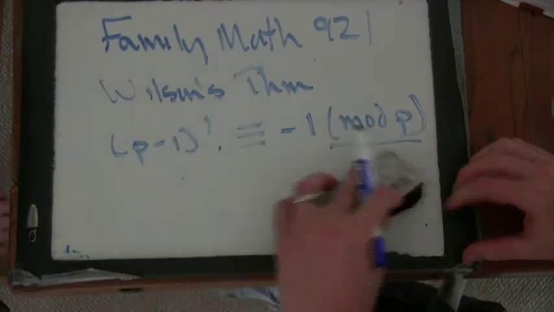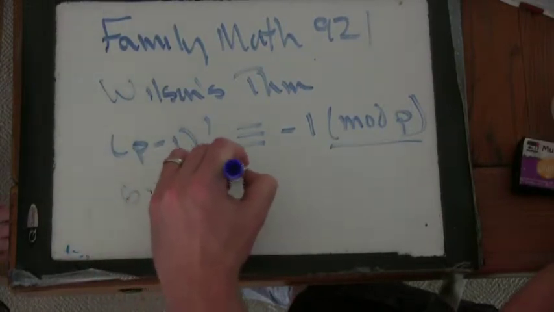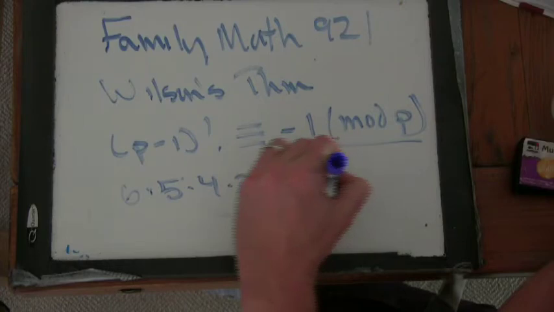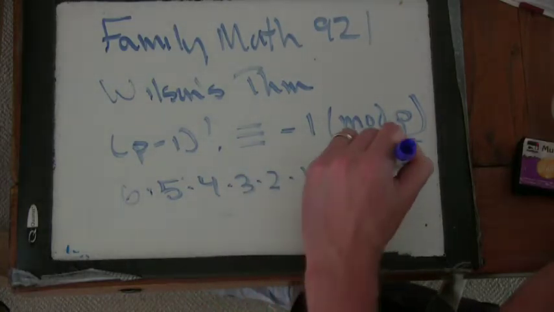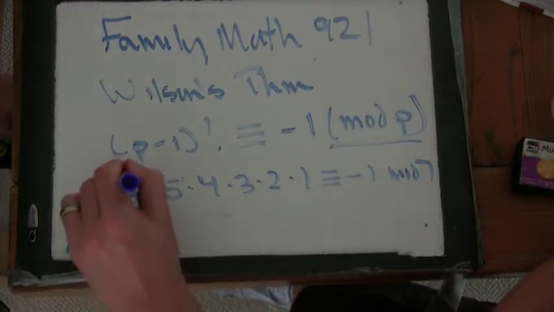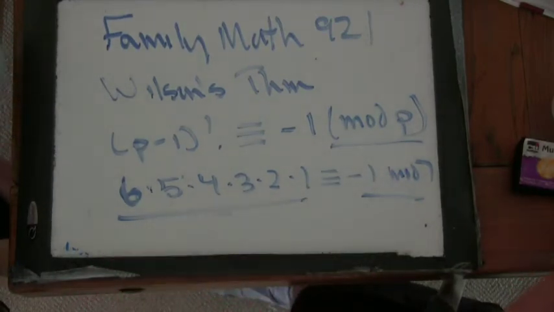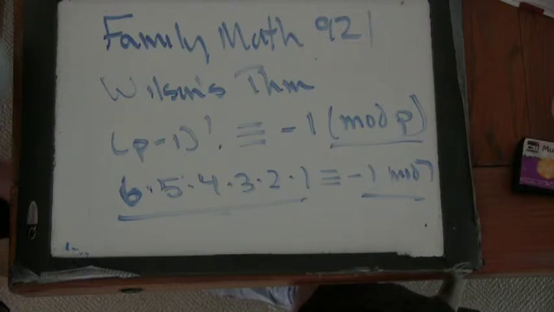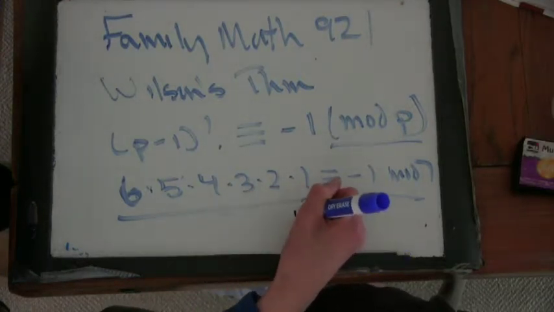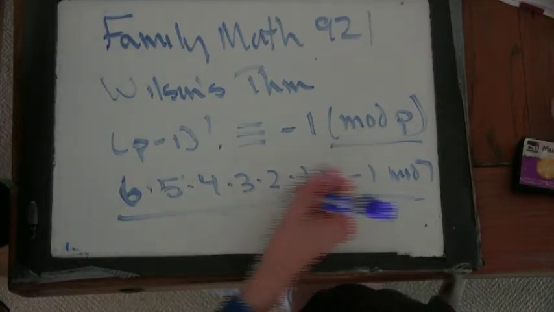So we have 6 times 5 times 4 times 3 times 2 times 1 is congruent to minus 1 mod 7. Can you see what might be causing this to be true? When I take this product, I get minus 1. Well, let's see. Maybe if we look at all of the numbers mod 7, we have 1, 2, 3, 4, 5.